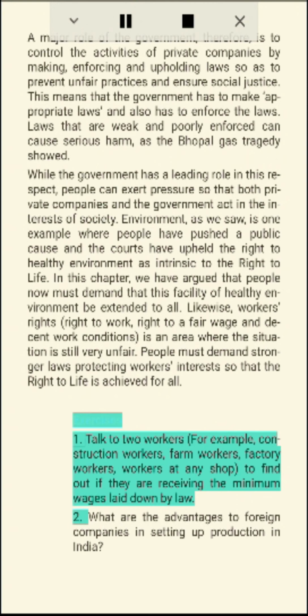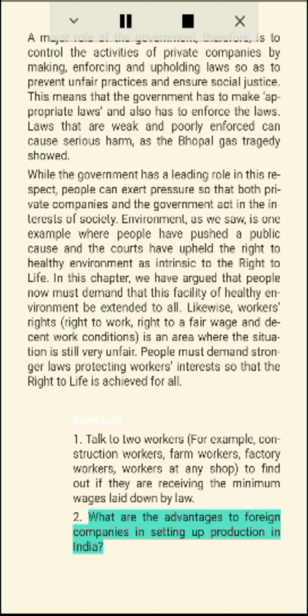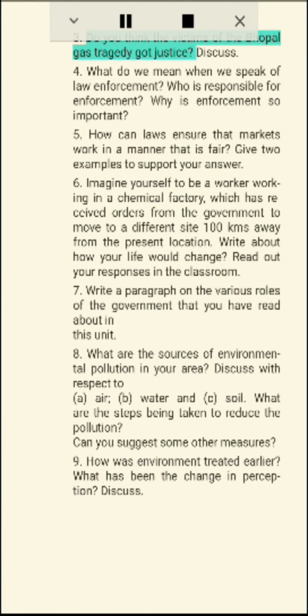Exercises. 1. Talk to 2 workers, for example, construction workers, farm workers, factory workers, workers at any shop to find out if they are receiving the minimum wages laid down by law. 2. What are the advantages to foreign companies in setting up production in India? 3. Do you think the victims of the Bhopal gas tragedy got justice? Discuss. 4. What do we mean when we speak of law enforcement? Who is responsible for enforcement? Why is enforcement so important?